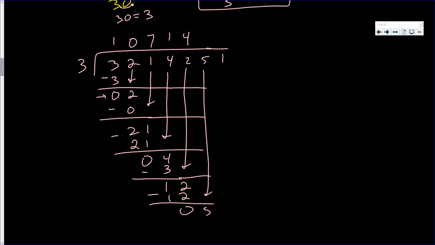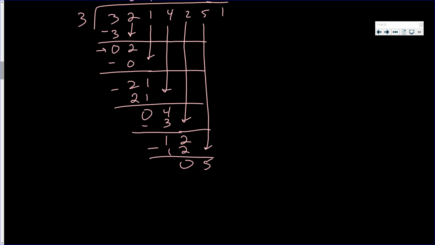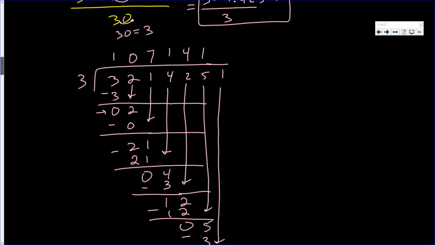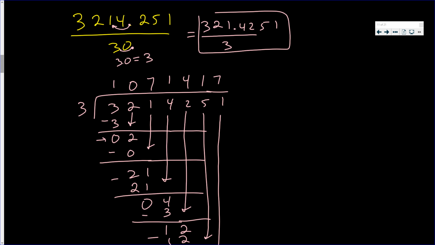Bring down the 5. 3 goes into 5 one time. Take away the 3, get 2. Bring down the 1. And 3 goes into 21 7 times. Let me put that 7 up there. And now I say, oh yeah, there was a decimal between the 1 and the 4. So there it is. Done.